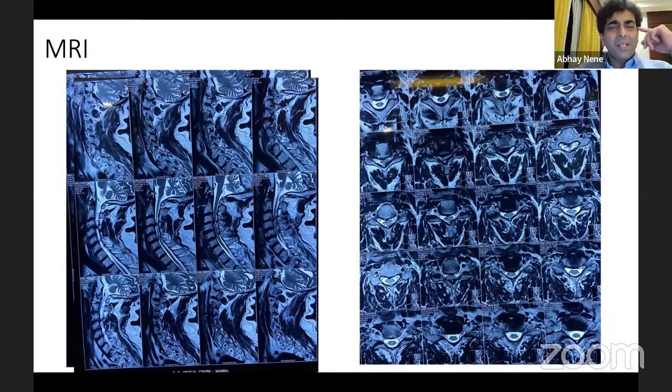Any specific disadvantage of laminoplasty? So the ossification can happen again. What is the commonest side effect of laminoplasty? Does it cause pain anywhere? Neck pain, no? Neck pain is the commonest complication or side effect of laminoplasty.